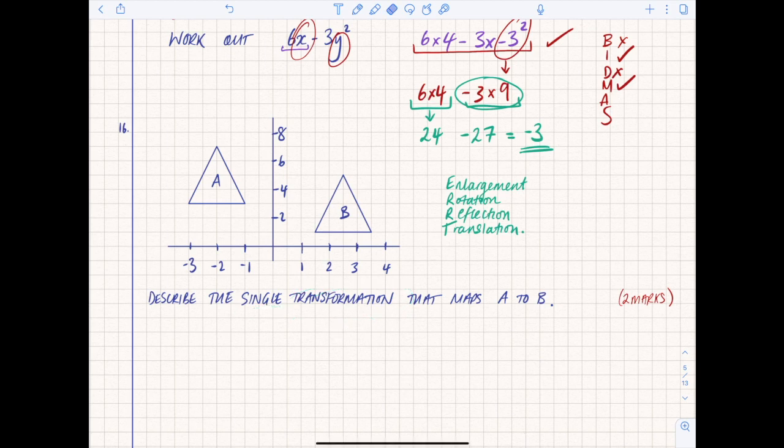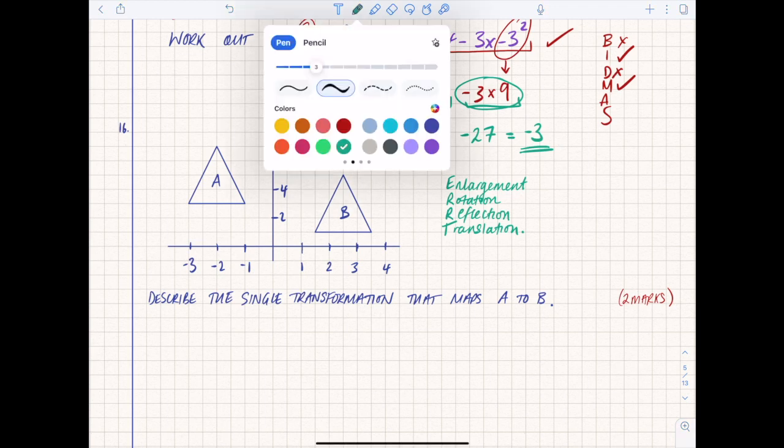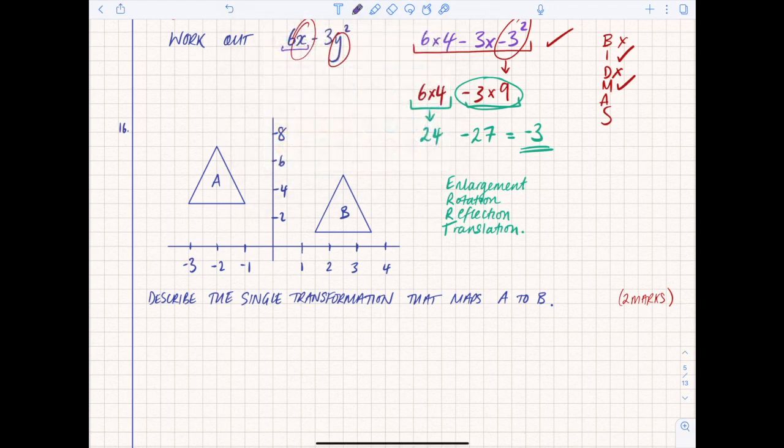So, which single transformation takes A to B? Well, has it got bigger? No. So it's not an enlargement. Has it rotated? So has the shape spun round anywhere? No. Has the shape reflected? Well, if it had reflected, it would be on the same line, so it wouldn't move up or down. And then translation is the shape being exactly the same, it's just moved. So yes, you can see here, A to B is very clearly translation.